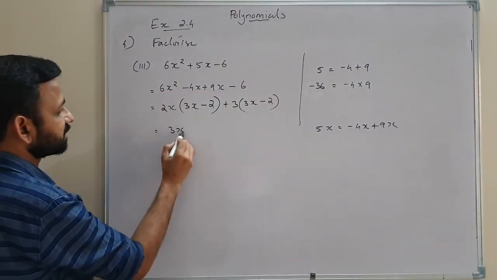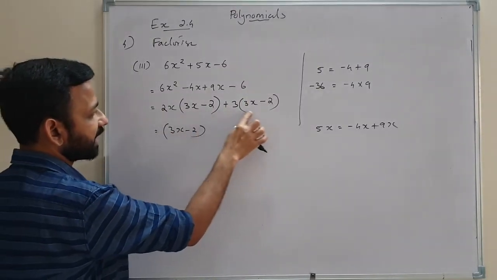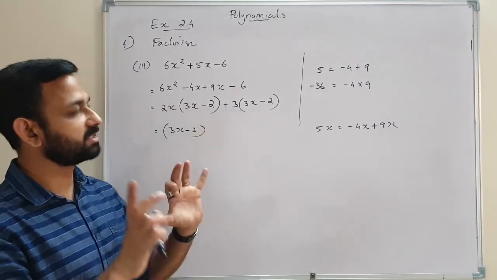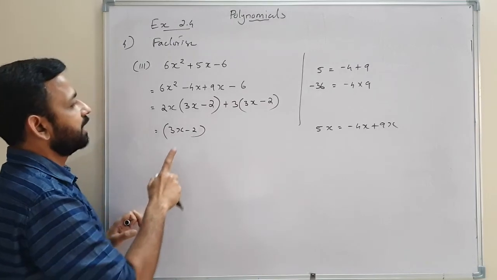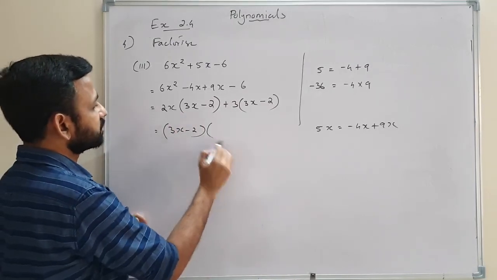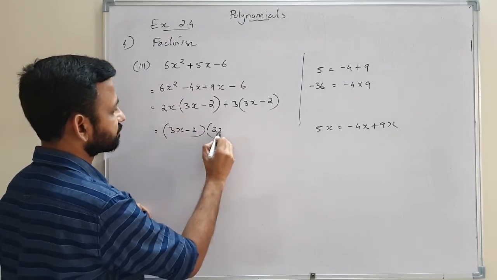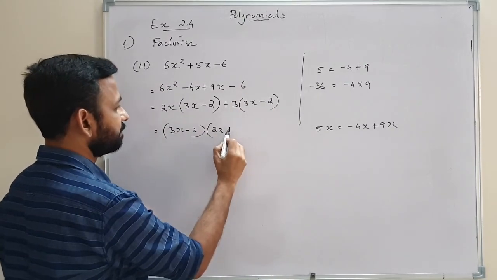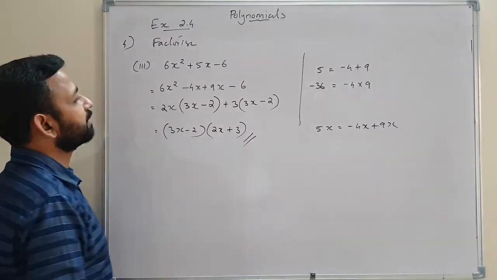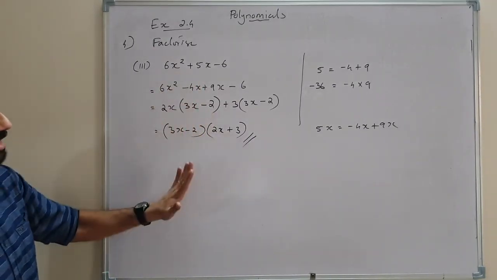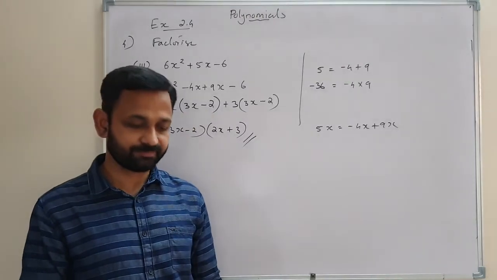Now we can take 3x minus 2 common, because inside the bracket we got the same expression. Inside the bracket we should always get the same expression. So when we take 3x minus 2 outside, 2x plus 3 remain. So we converted the given expression into the product of its factors. So this is factorization.